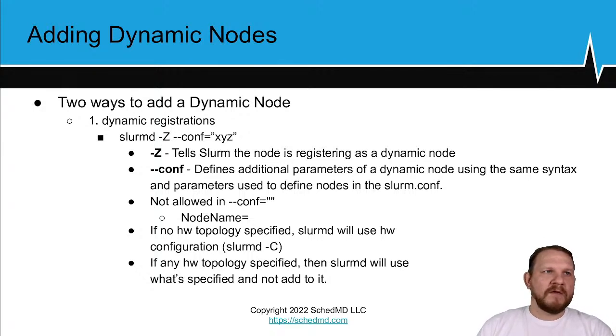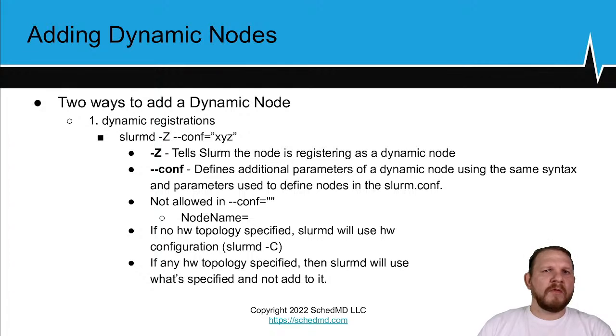So the first way to add a dynamic node is dynamic registrations. Basically, you start the slurmd with a -Z option, and that will tell Slurm that the node is a dynamic registration. And then you give it the --conf option, which is basically the node configuration that you would have done in the slurm.conf file. You're just doing it on this conf line. So you're going to give it all those parameters of hardware topology, so on and so forth, on that conf line.